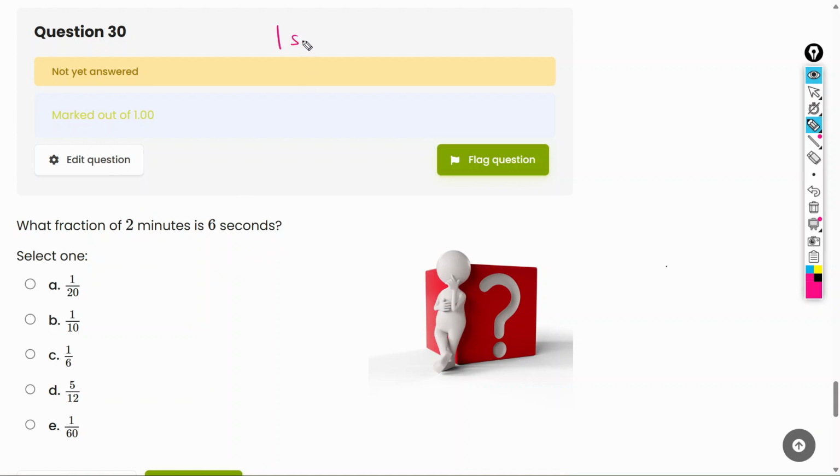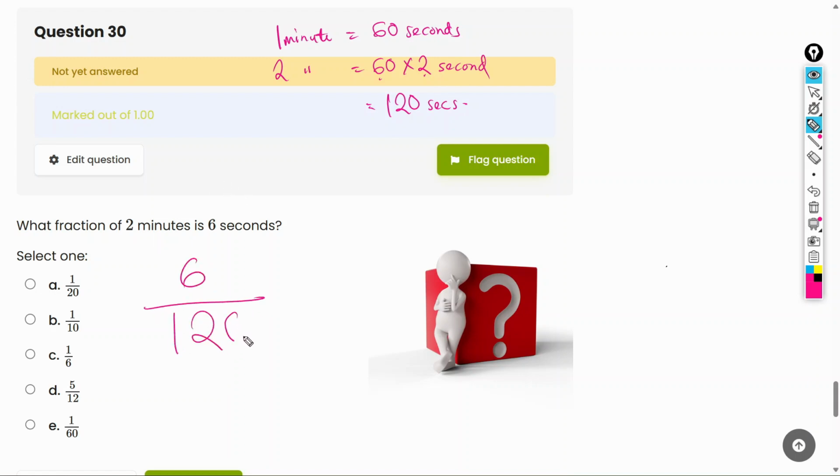So 1 minute is 60 seconds. So 2 minutes would be 60 times 2 seconds. 6 times 2 is 12, and then we include the 0, so that's 120 seconds. So what fraction of 120 seconds is 6 seconds? So 6 over 120. Then we can divide by 6.